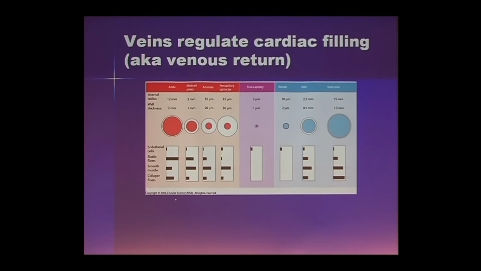Veins regulate cardiac filling through something we call in physiology venous return. How is that done? Well, if you take a closer look at the smooth muscle, you're going to see that veins have smooth muscle too, particularly larger veins. And that smooth muscle is innervated also by the alpha-1 adrenergic receptor. That same sympathetic receptor that can constrict arterioles can constrict veins.